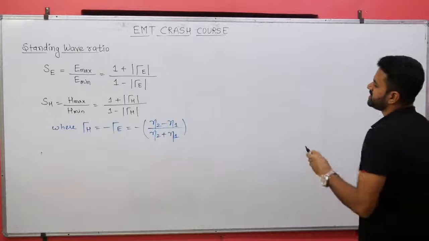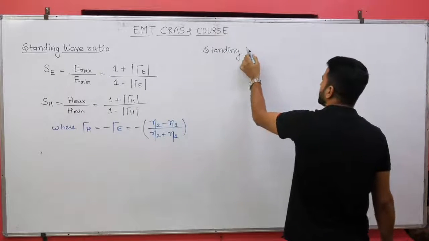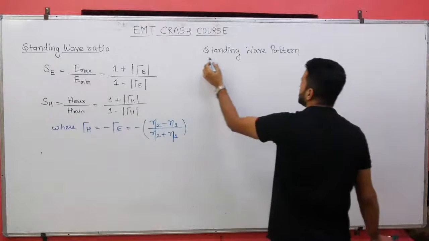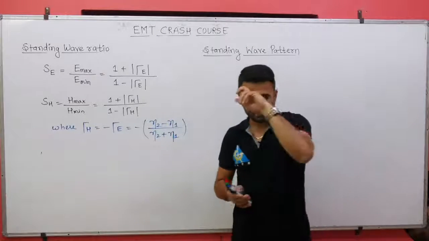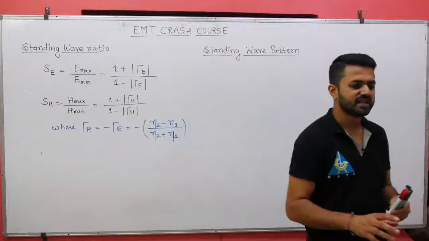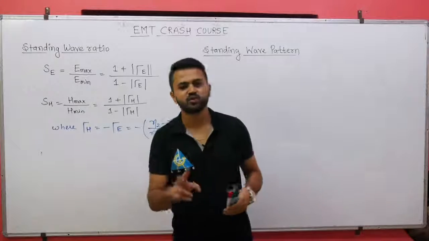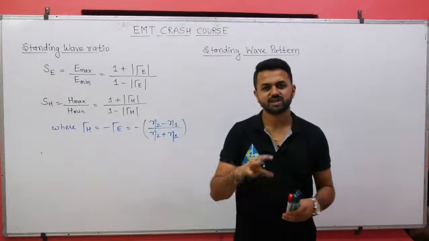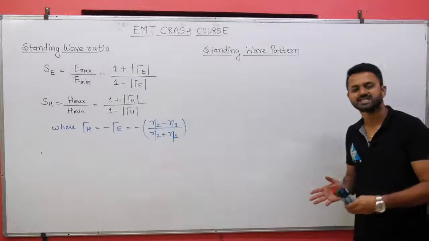Now we will draw some standing wave patterns in certain conditions. A standing wave pattern always forms in the medium where there are two waves, incident and reflected. Whenever the incident wave and the reflected wave are added together, constructive addition forms a standing wave. This happens in medium 1, because in medium 1 there is an incident wave and a reflected wave. The sum of the incident and reflected waves forms the standing wave pattern.